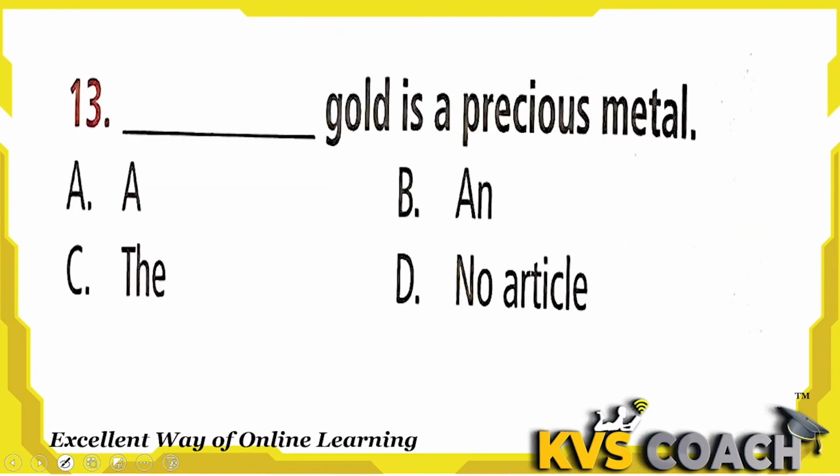Next is, dash gold is a precious metal. Gold, you can see that the word gold is used here. Gold is a general term, an uncountable noun, and this is the general term for a metal. We are not talking about a specific piece of jewelry or a specific piece of gold. So we use an uncountable general noun, and we never use any article here. So D, no article, is the right answer here.